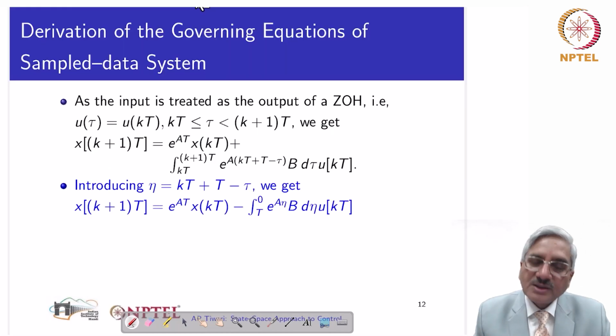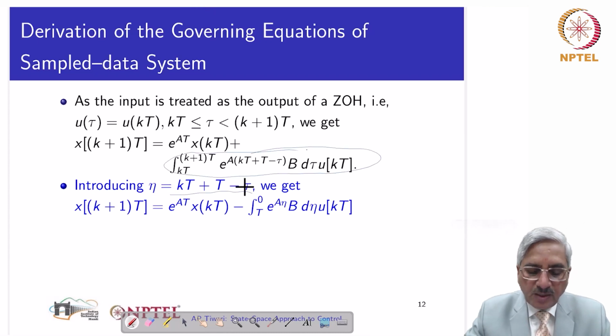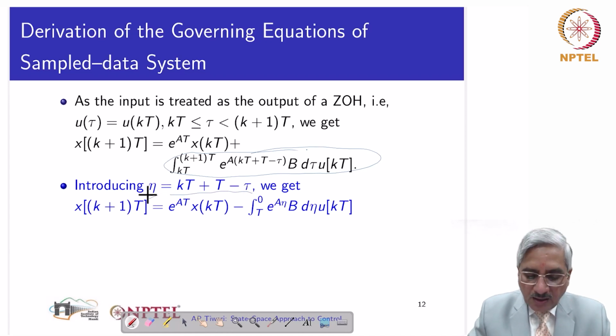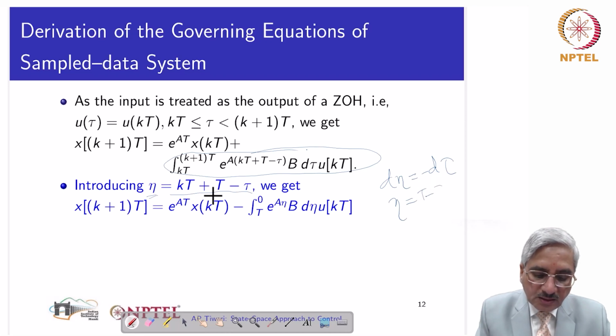Further, we make a change of variables in this term. We substitute kT plus T minus tau as a new variable eta, and so we can see that d eta will be minus d tau. We will see that if tau is kT, then eta will be T.